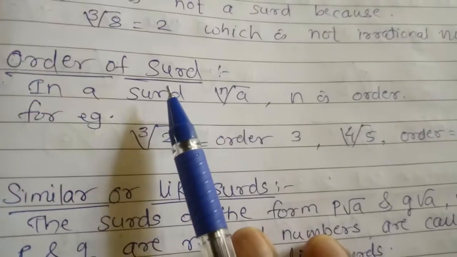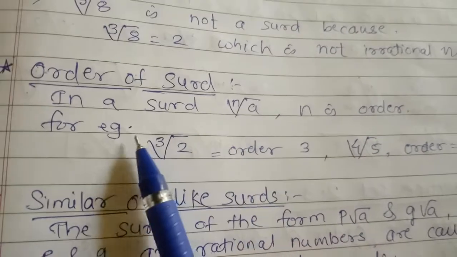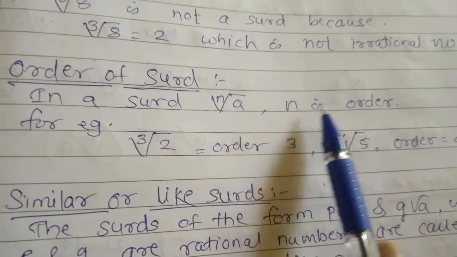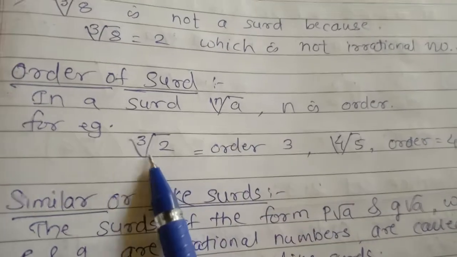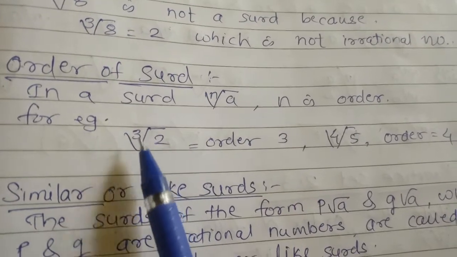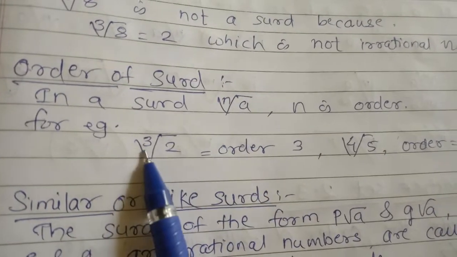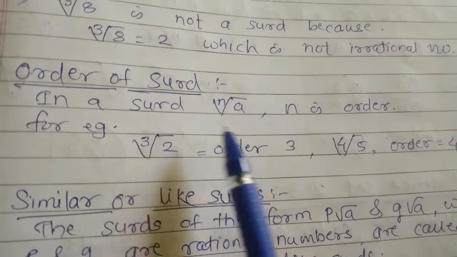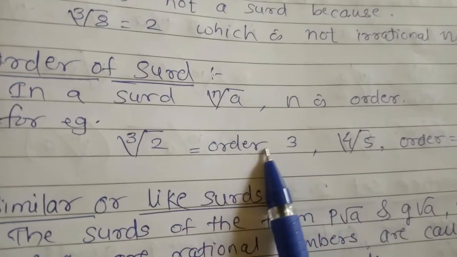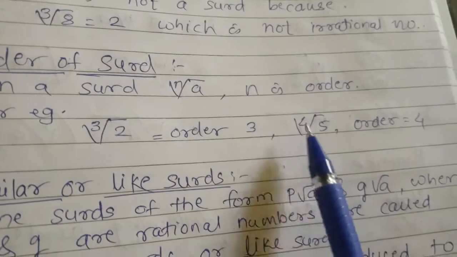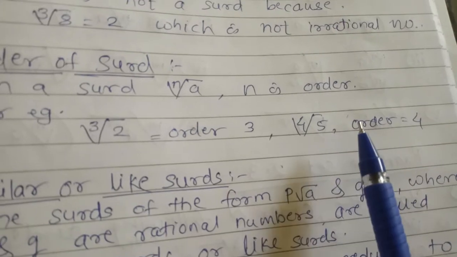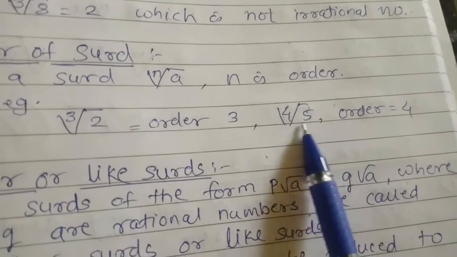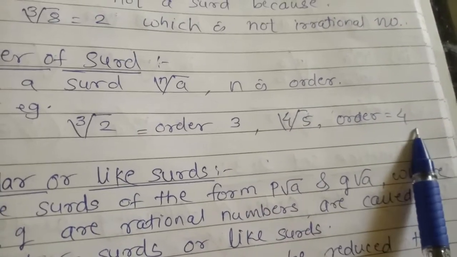Next we are going to see the order of a surd. In a surd nth root of a, n is the order. For example, if we are given the cube root of 2, then the number 3 is the order of that surd. Next one, the fourth root of 5. Here the number 4 will be its order.